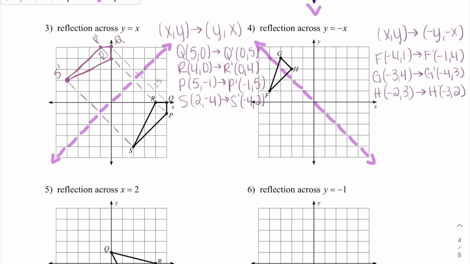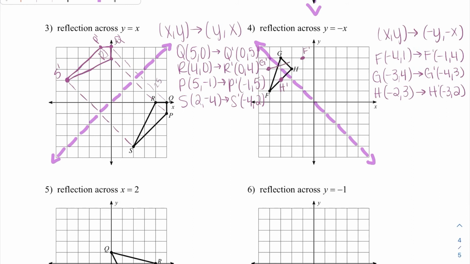So to do the reflection, we do have to graph these. So let's go ahead and plot these points to see how this reflection would look. So for point F prime, I'm going to go to -1, 4. For point G prime, I'm going to go to -4, 3. And for H prime, I'm going to go to -3, 2.